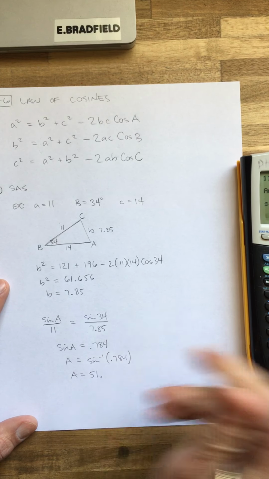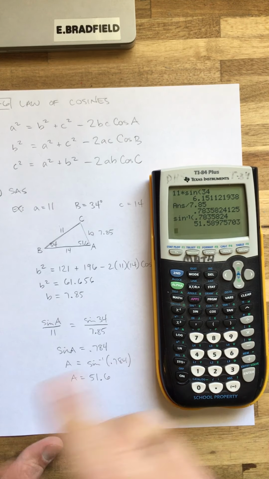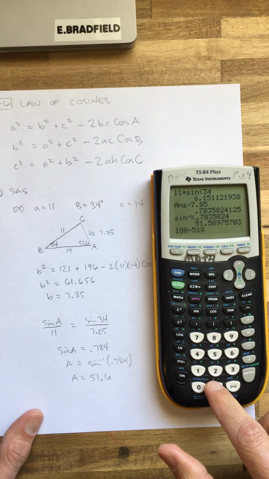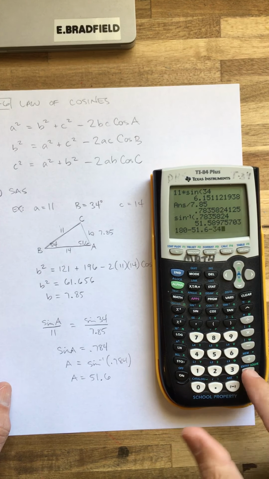51.6, and now all I need to do to get my angle C is just subtract all that from 180. So 180 minus 51.6 minus 34 equals 94.4 is my angle C. So 94.4. There we go. Now I've solved my triangle.